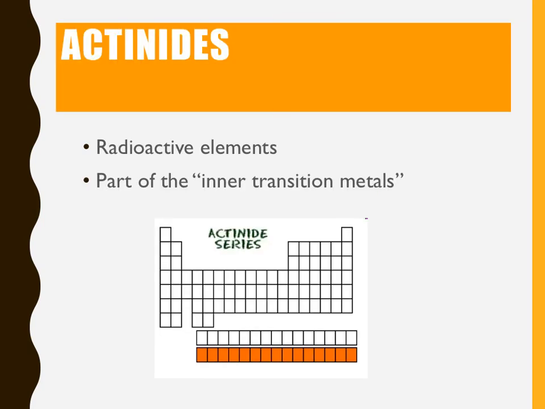And then last but not least, we have our actinide series, which is the second row in the inner transition metals. Most of these elements are actually radioactive, meaning that they have isotopes that have kind of the wrong number of neutrons, and so they tend to decay and produce types of radiation that can be kind of dangerous. So this is our actinide series, all the way at the very bottom on the periodic table.